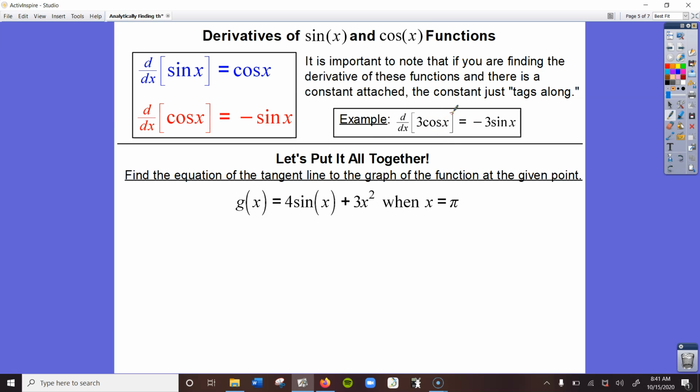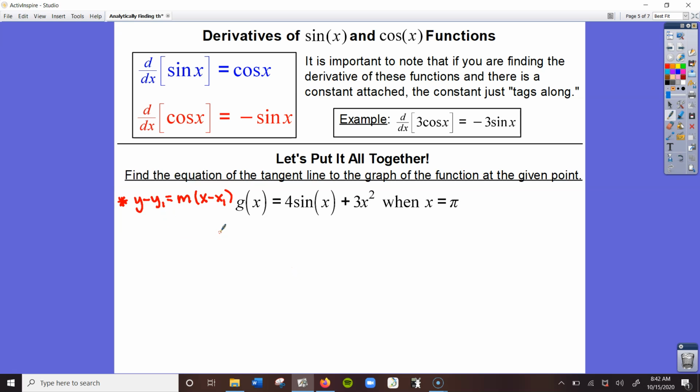So I put here as an example, if you have the derivative of 3 cosine x, if you're trying to find the derivative of that, it would equal 3 and then times negative sine x, which is the derivative of cosine, giving you negative 3 sine x. So we're going to put all of this together and see if we can write the equation of the tangent line for this particular function when x is equal to pi. As a reminder, the equation of your tangent line is written as y minus y1 is equal to m, which is your slope, times x minus x1.